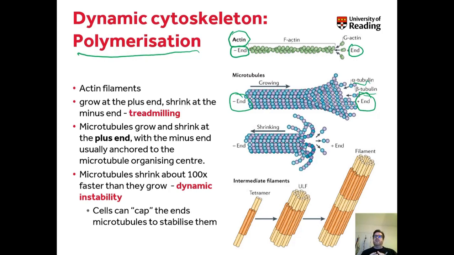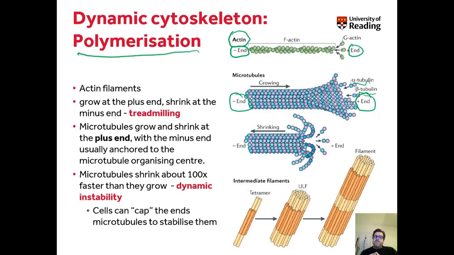in terms of microtubules. And in order for them to remain stable, they actually need to be capped to prevent them from going into the shrinking process. And indeed, they shrink about 100 times faster than they grow, and that's dynamic instability. So they do need to have that cap put on at the end.